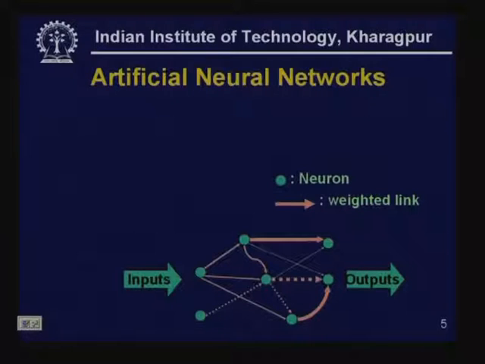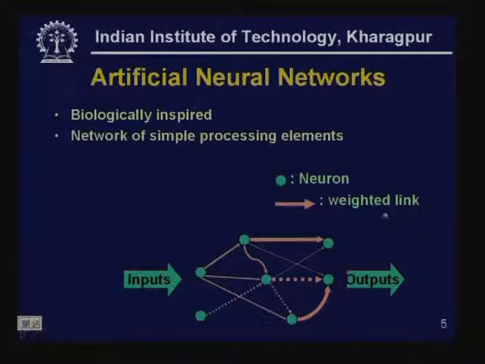So, as we have seen in the last class, a neural network is a system which has been inspired biologically. We have a network of simple processing elements which are connected to each other via weighted links. The inputs are fed to the input units, and as a result of the computation done in these units, the outputs are produced.